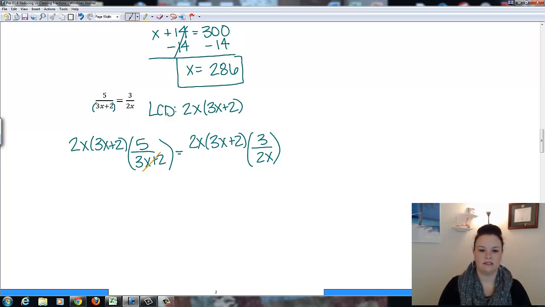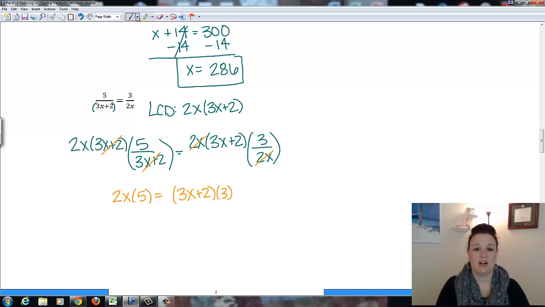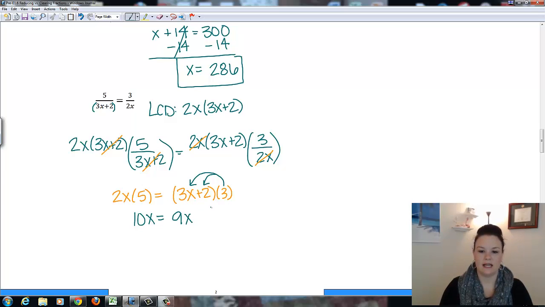So here I can cancel my 3x plus 2's, and I'll be left with 2x times 5. On the other side, I can reduce my 2x's, which leaves me with 3x plus 2 times 3. Okay? And then from here, I just go ahead and solve by simplifying. So 2x times 5 gives me 10x. On the other side, since there's a quantity, I have to distribute that value into each term of the quantity. So 3 times 3x is 9x. 3 times 2 is 6.